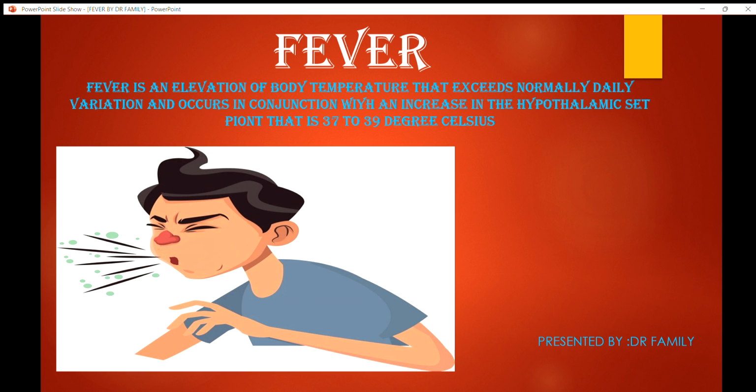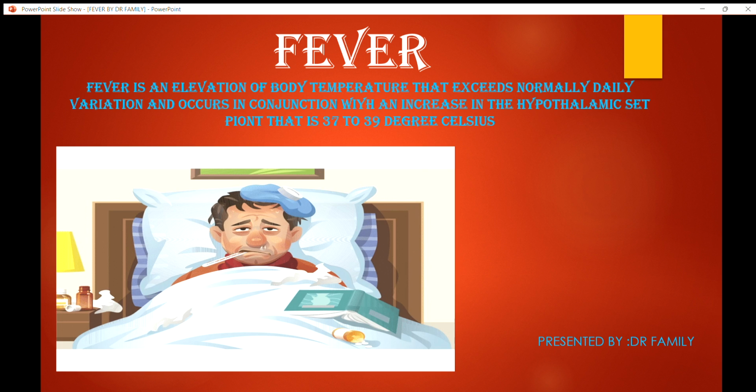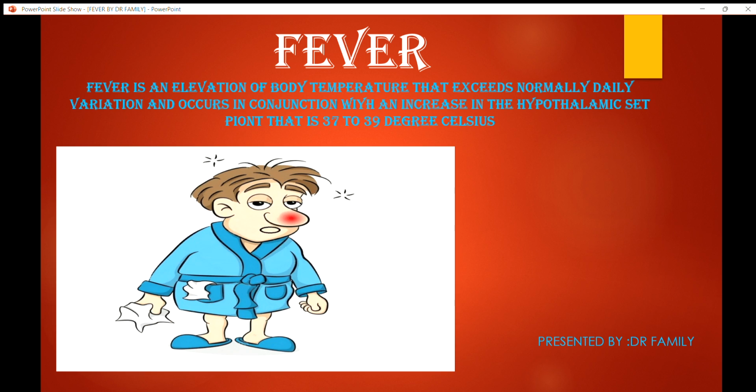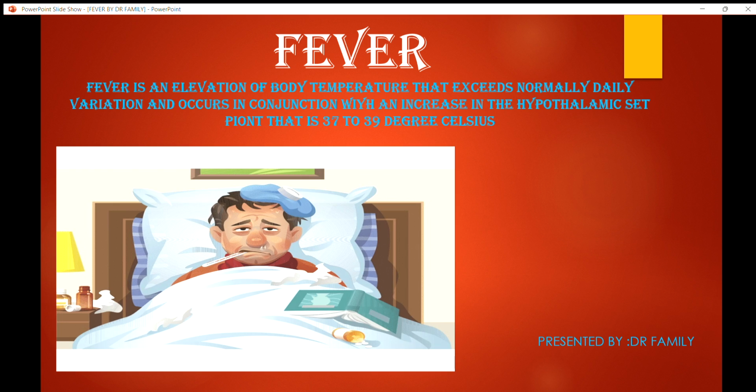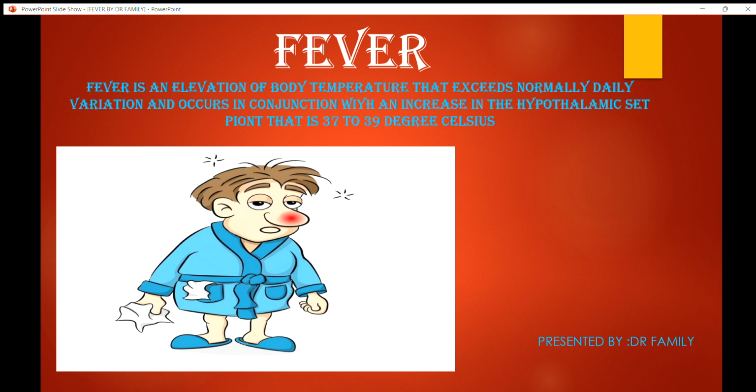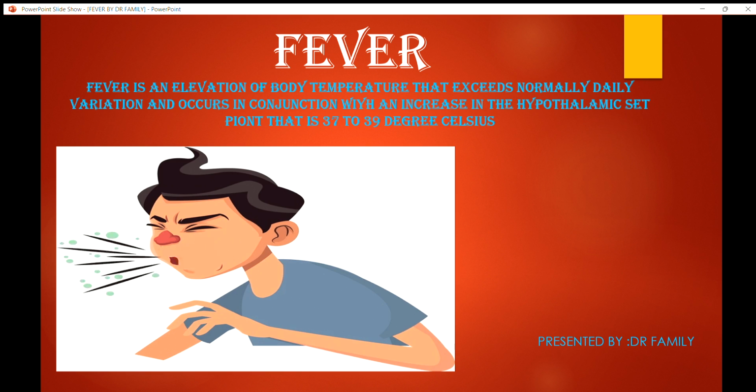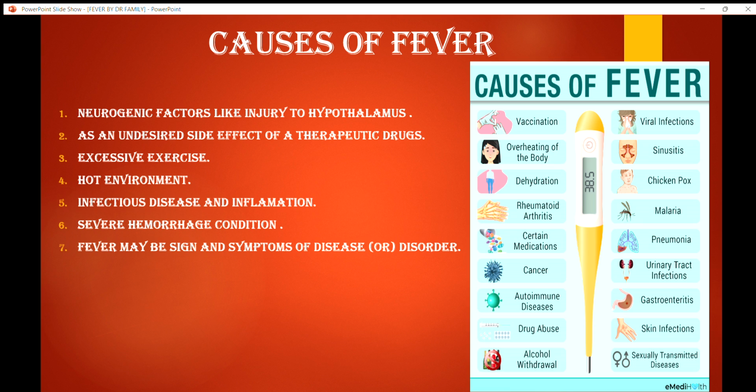Pyrogen is a protein that interferes with the thermostatic mechanism of the hypothalamus. The main function of the hypothalamus is to control our body temperature. If pyrogen interferes, at that time our body temperature increases. What are the causes of fever? First, neurogenic factors like injury of the hypothalamus, because the hypothalamus's main function is to control our body temperature. If there is a disturbance, our body temperature is going to increase.